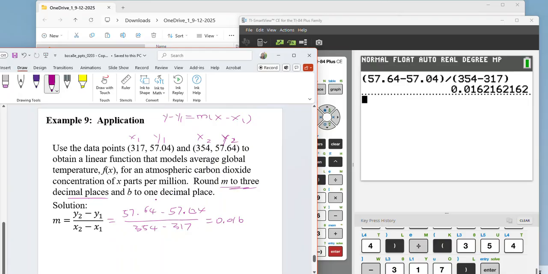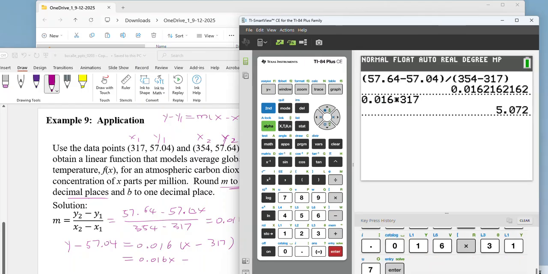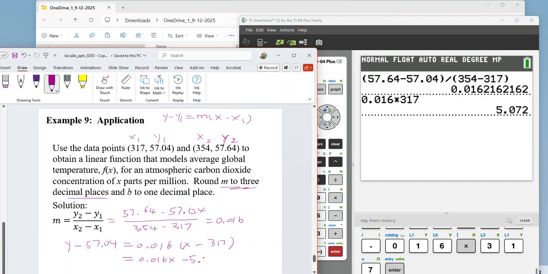All right, we want to write down b. Okay, so I can go to find b, or I can just write down this one. y minus y1. y1 is this one, 57.04, equal to m times x minus x1, right? x1 is 317. All right, so this will be 0.016 times 317, right? So that is 5.072.